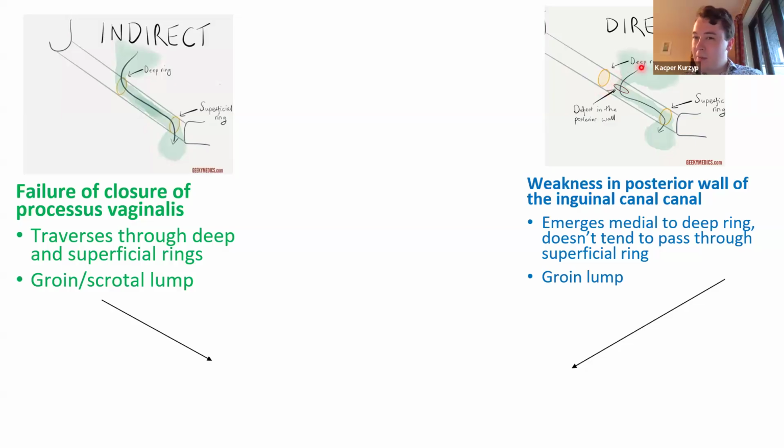Direct is very similar. However, rather than going through the deep ring, there is a defect in the posterior wall of the inguinal canal. So it goes through the defect in the posterior wall, goes through the canal, and exits at the superficial ring as well.